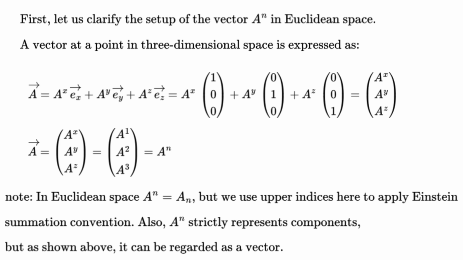First, let us clarify the setup of the vector a^n in Euclidean space. A vector at a point in three-dimensional space is expressed as a^n. Note: in Euclidean space, upper and lower indices give the same value. But we use upper indices here to apply Einstein's summation convention. Also, a^n strictly represents components, but as shown above, it can be regarded as a vector.